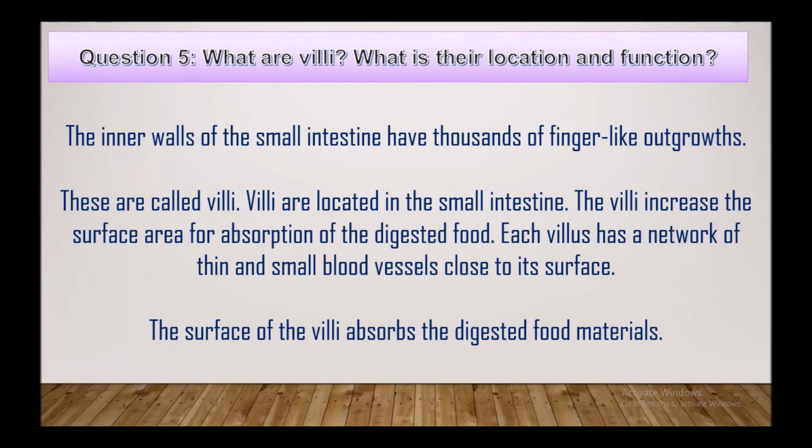Question 5. What are villi? What is their location and function? The inner wall of the small intestine has thousands of finger-like outgrowths. These are called villi. Villi are located in the small intestine. The villi increase the surface area for absorption of the digested food. Each villus has a network of thin and small blood vessels close to its surface. The surface of the villi absorbs the digested food materials.